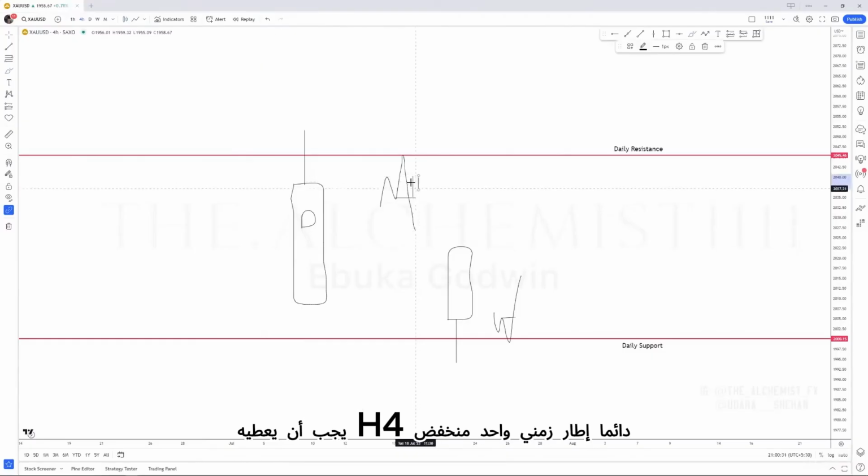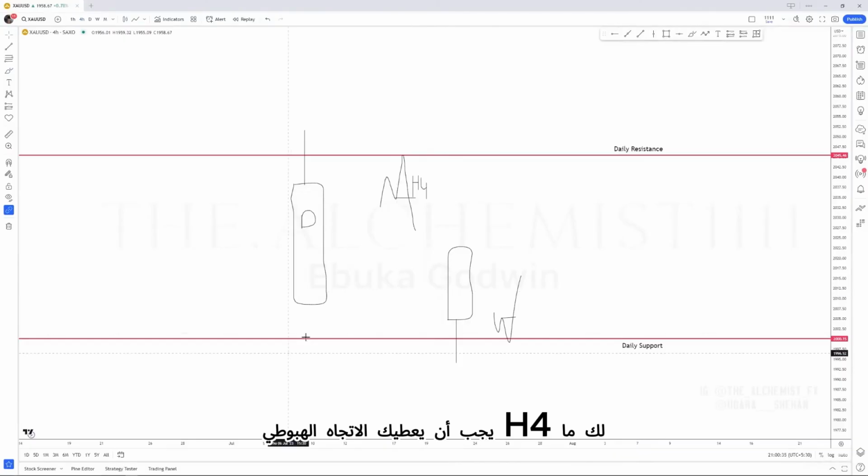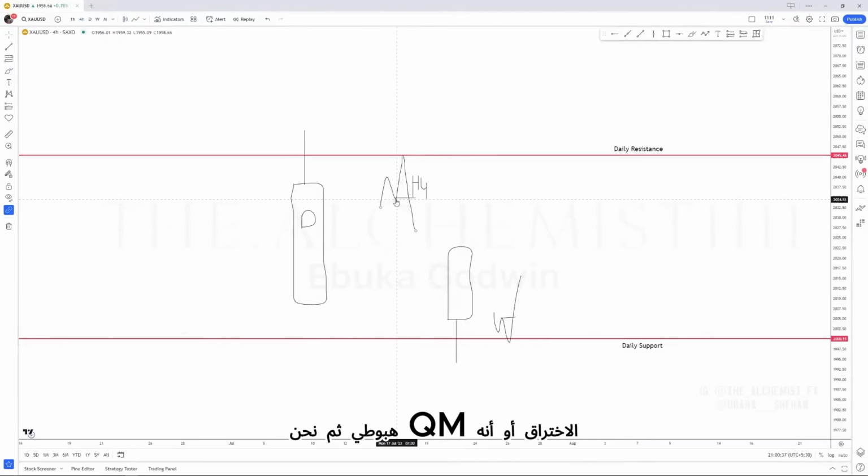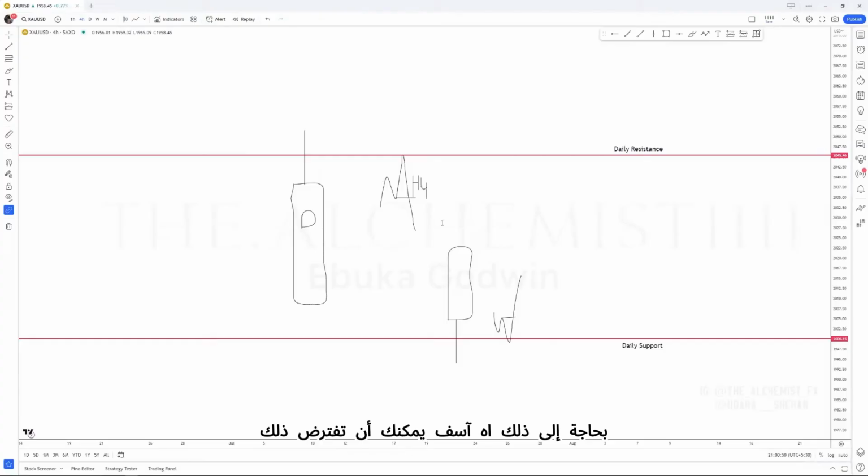And then what's the second thing? H4, like I told you, is always one time frame lower. H4 has to give you a bearish breakout or a bearish QM. Then we say daily has started a bearish storyline. Can you assume that you only know the direction from Tuesday? No, no, no. I'll show you an example. Don't worry.